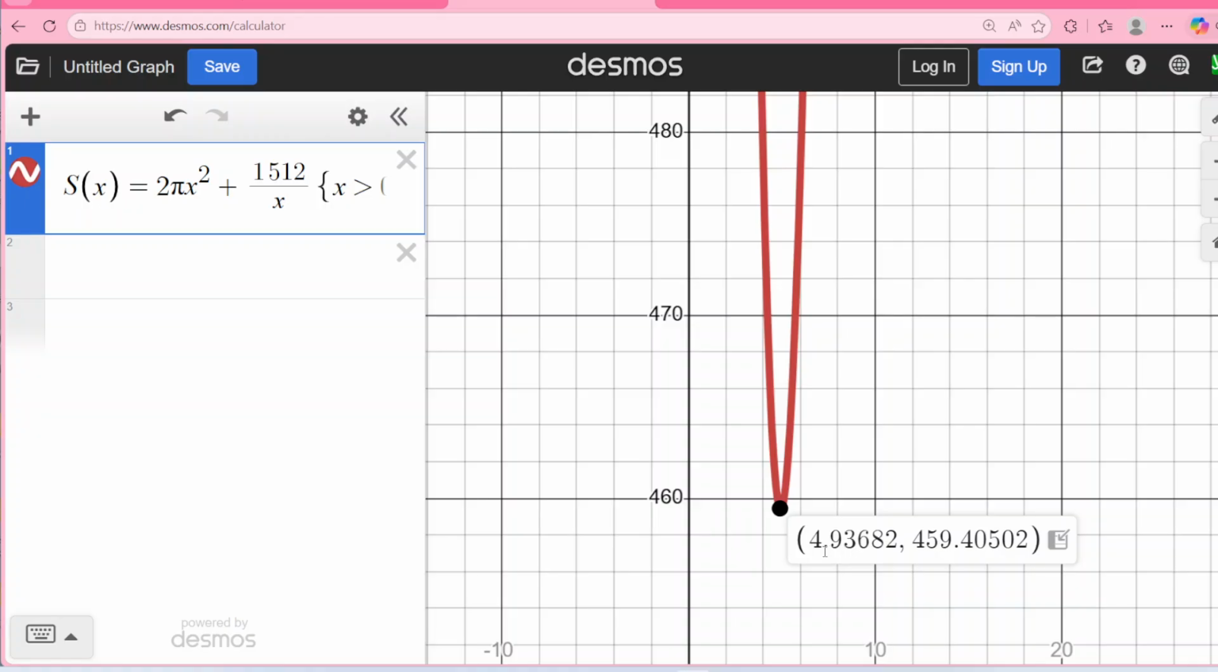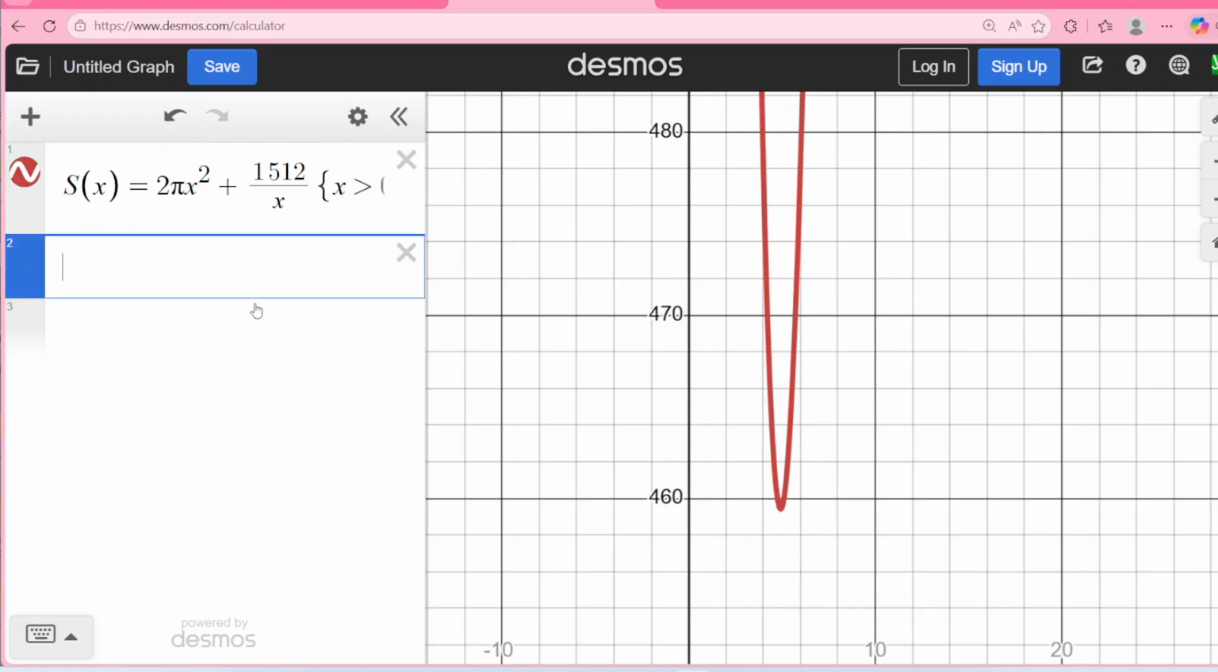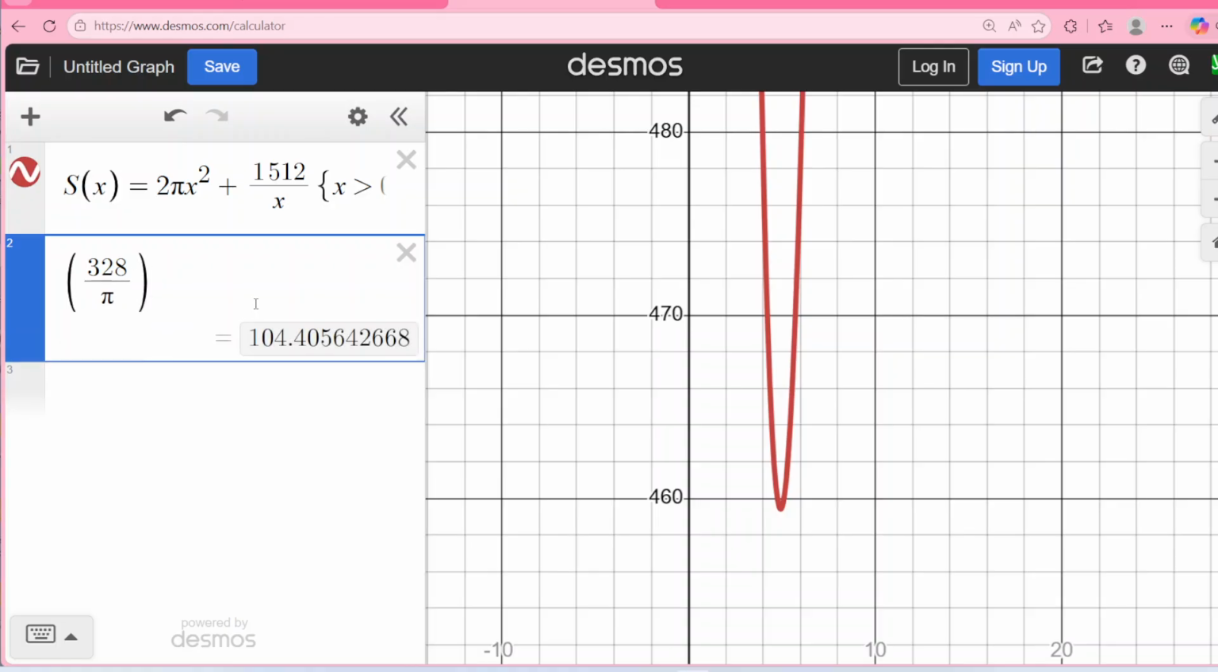But it happens at r equals 4.936. Now you could put in 4.94, right? They said you could round to 2 decimal places. But I'm just going to enter the exact value we found. And that was this, right? I said that that minimum is going to occur at 328 over pi, the cube root of that, so raised to the 1/3 power. See this 4.70877?